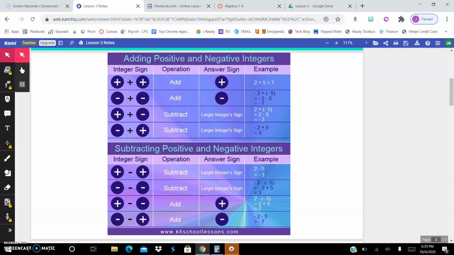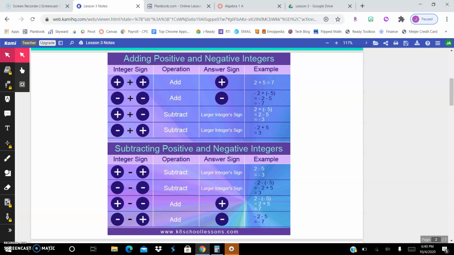If you have a positive plus a negative, you're going to subtract. You're always going to forget about the negative sign for a second, take the bigger number and minus the smaller number, and then you're going to give your answer the sign of whatever your larger number was. Same thing if the negative was first and then you add a positive, or if you start with a positive and add a negative. That rule applies to both. You're going to subtract big minus little, and then give it the sign of the larger number.